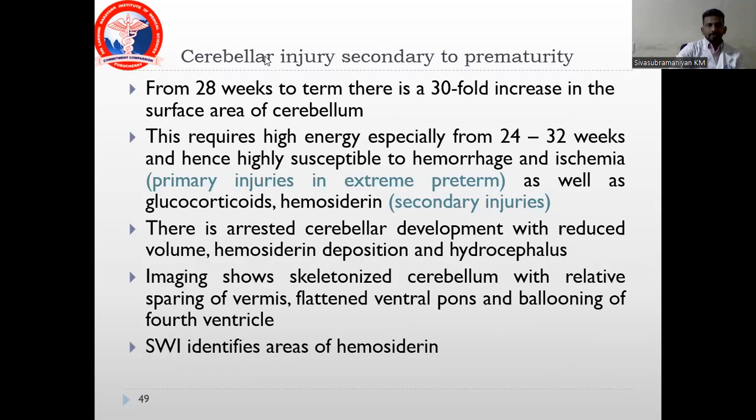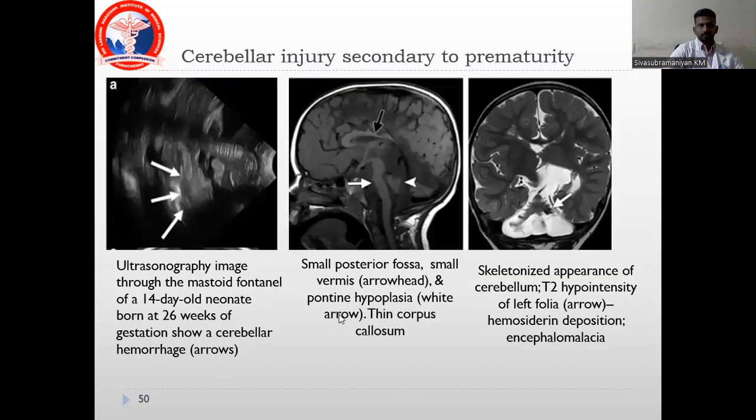So cerebellar injury secondary to prematurity occurs from 28 weeks to term, and there is a 30-fold increase in the surface area of the cerebellum normally during this time. And it requires high energy, especially from 24 to 32 weeks, where primary injuries in an extreme preterm infant can be very devastating. And there is arrested cerebellar development with reduced volume, hemosiderin deposition, and hydrocephalus. So susceptibility weighted imaging identifies areas of hemosiderin deposition.